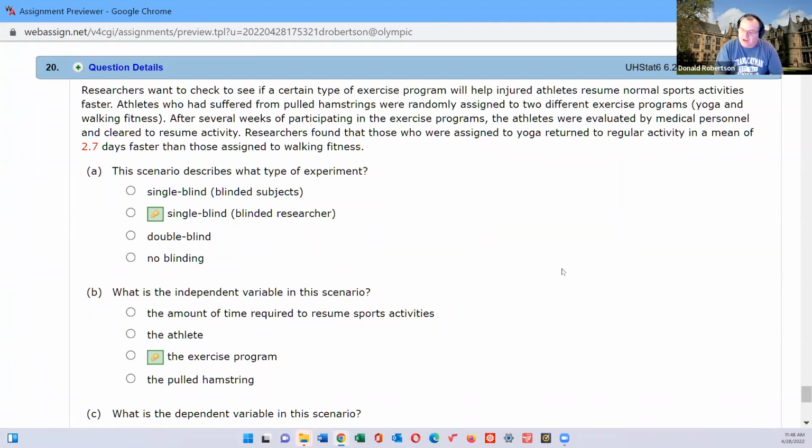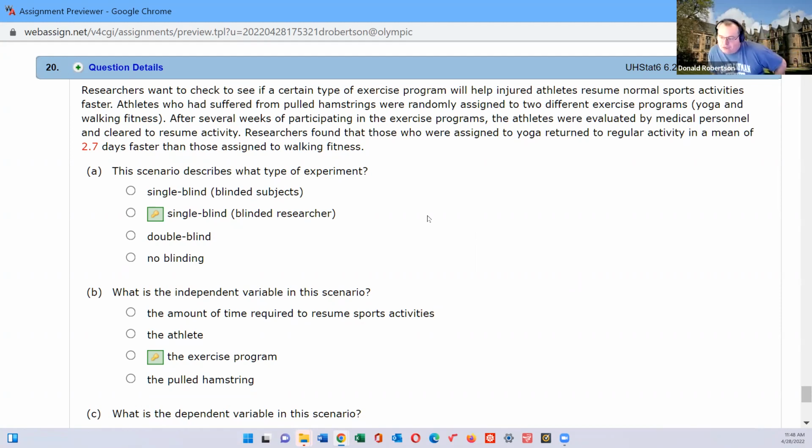So there are two things. You do yoga or you do a lot of walking. And the ones that did yoga recovered in about 2.7 days quicker than the other lot. That's pretty good evidence if that's true. Right? Now, is this a single blind? Why is it single blind?